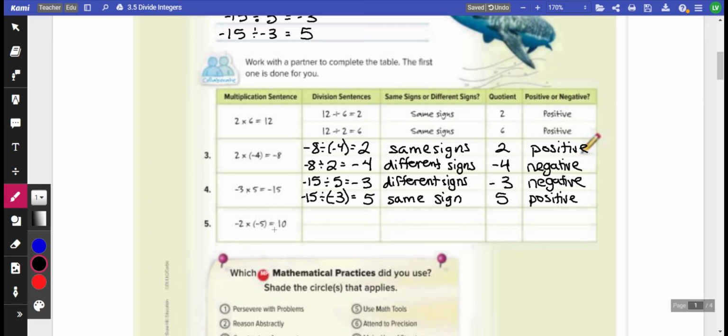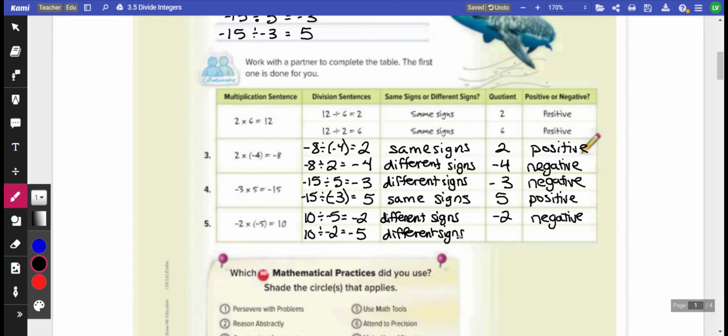Negative 2 times negative 5 equals 10. So I'm going to do 10 divided by negative 5. Well, 10 divided by 5 is 2. Positive divided by a negative is a negative. This has different signs. The quotient is negative 2, and so this is going to be a negative. Then if I take 10 divided by negative 2, well, 10 divided by 2 gives me 5. A positive divided by a negative is a negative. Again, this has different signs. The quotient is negative 5, and this is a negative.